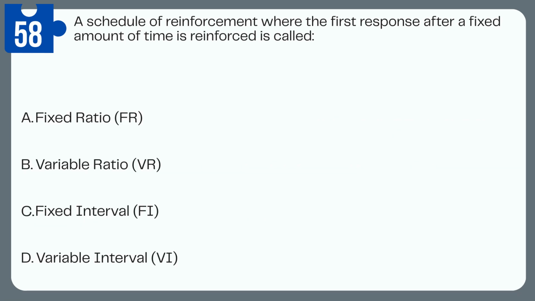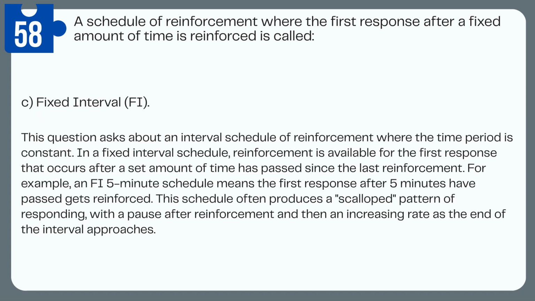Question 58. A schedule of reinforcement where the first response after a fixed amount of time is reinforced is called A. Fixed ratio, FR. B. Variable ratio, VR. C. Fixed interval, FI. D. Variable interval, VI. Answer: C. Fixed interval, FI.